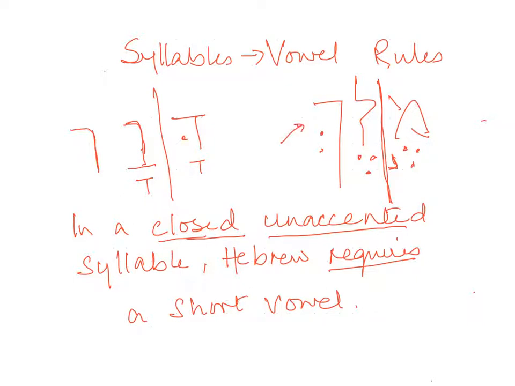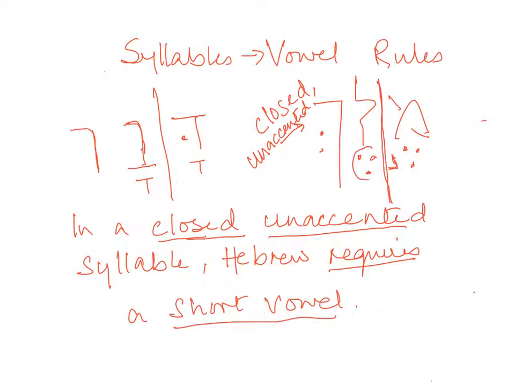The lek, which is the second syllable, ends with a kaf, so it is a closed syllable because it's ending with a consonant. It is an unaccented syllable simply because the munach is in the first syllable under the mem. And remember, me is the first syllable, so that's the accented one. So here it is a closed, unaccented syllable. What does the rule say? In a closed unaccented syllable, Hebrew requires that you have a short vowel.